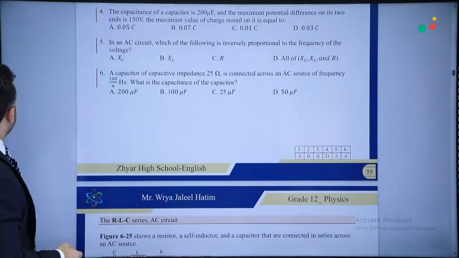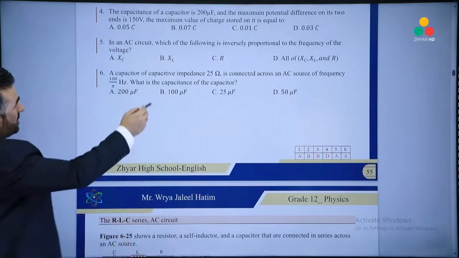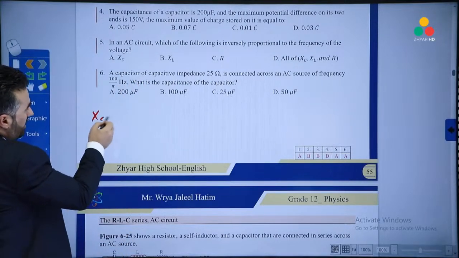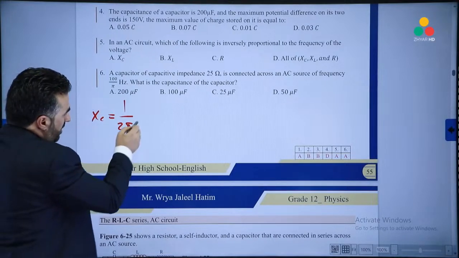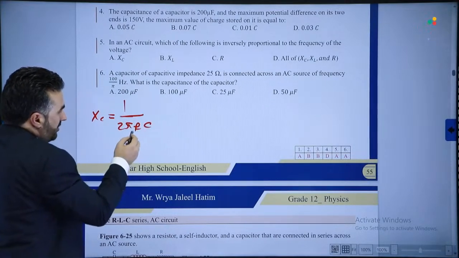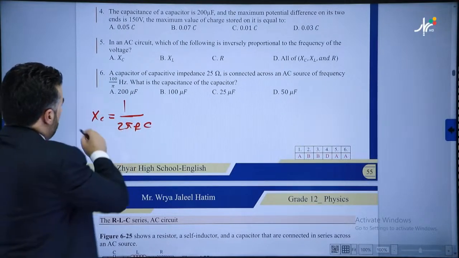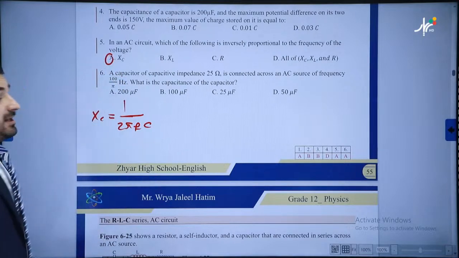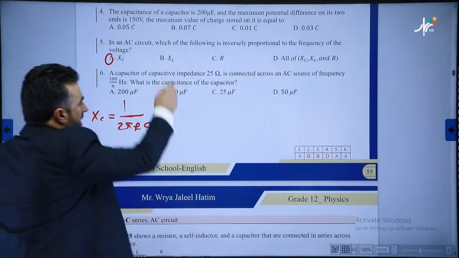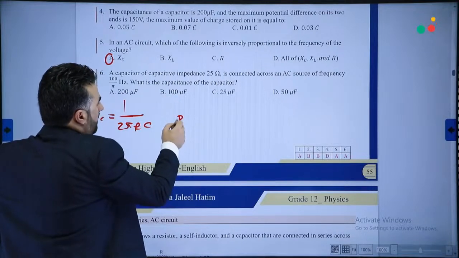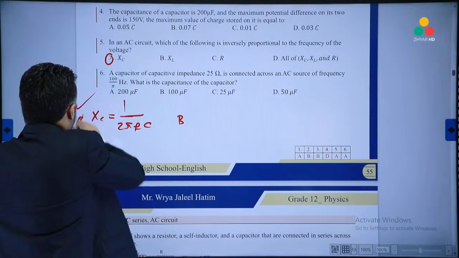let's write this one again. Watch this one here. We said XC equals 1 over omega C, yeah? But instead of omega C, I'll just write 2 pi F C, yeah? So you can see here, these two are inversely proportional. So of course, the answer is going to be A here, XC. What about B here? This is the correct one, which is A, basically.